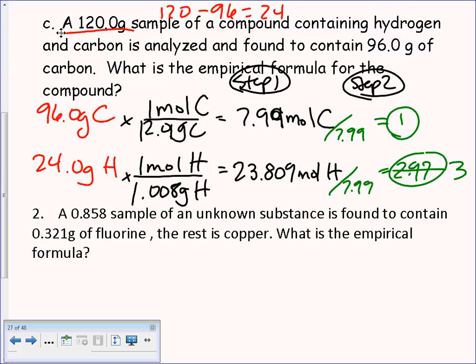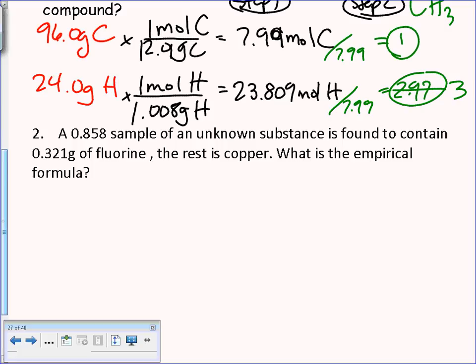I got it. Okay, so we have subscripts now, right? What's the formula? CH3, C1H3. There we go. That's it. Go to moles, divide by the smallest moles, get your subscripts. That's the empirical formula of this unknown white substance found on a crime scene that killed somebody. Okay, next one. You guys do that one. You don't need me.